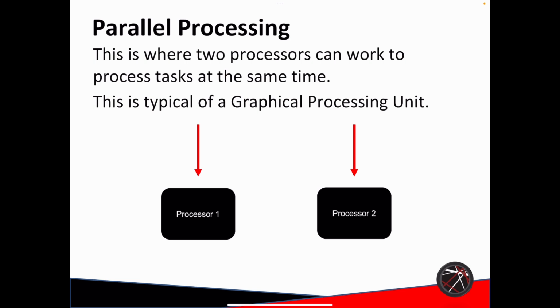Our second method would be parallel processing, and this is very much what a GPU uses to process large amounts of data. In other words, we've got the same data coming in to separate processors. By having them running in parallel, we can obviously do things twice as quickly.